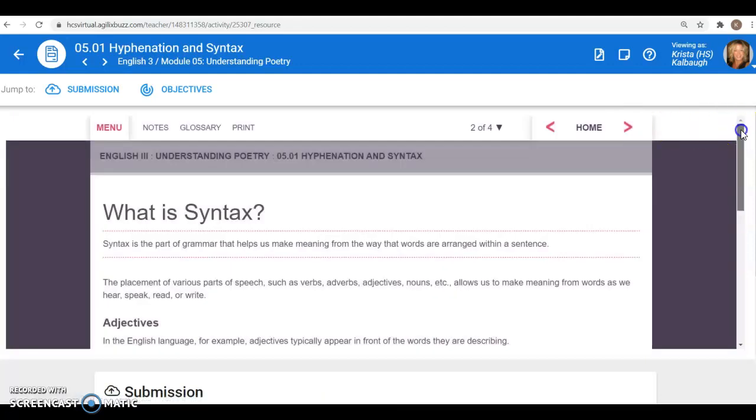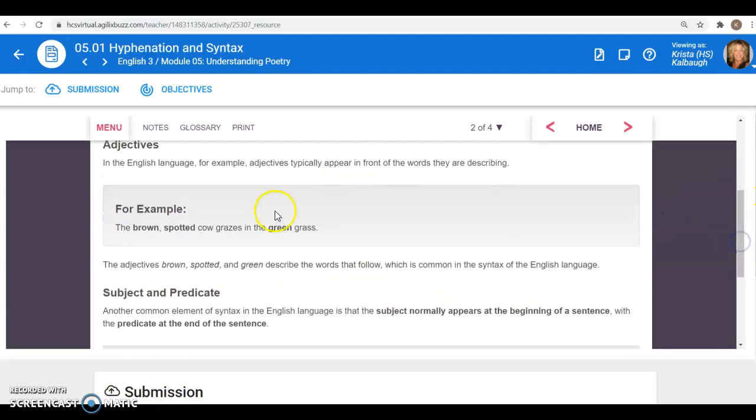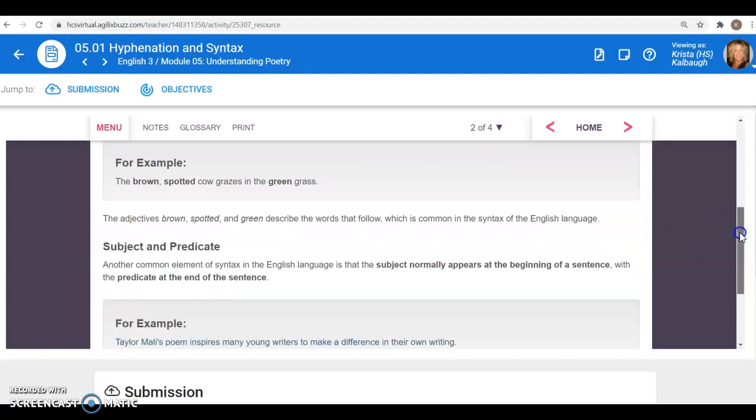Syntax is a part of grammar that helps us make meaning from the way that words are arranged. It deals with the placement of our parts of speech. In English, typically your adjectives will come in front of the words that they are describing. They will come in front of the nouns. So: the brown spotted cow grazes in the green grass. We have brown and spotted as adjectives modifying the word cow, and then green as an adjective modifying the noun grass. Typically, that's how we do it in English.